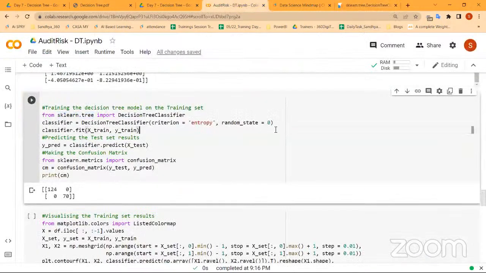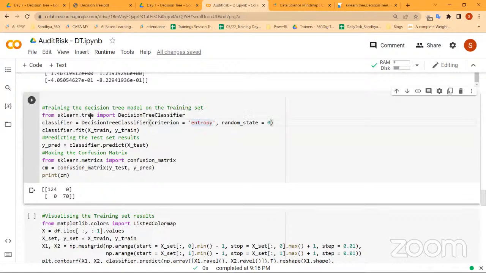So where we are trying to define, of course, so many parameters are there, and I'm only interested in criterion as entropy, and I want everything else to be at default values. So yeah, let's try to run our code.